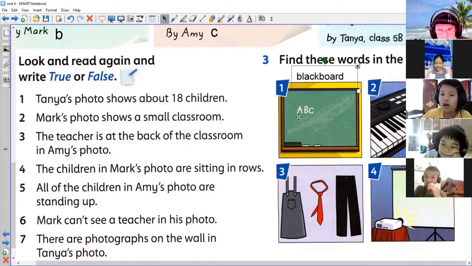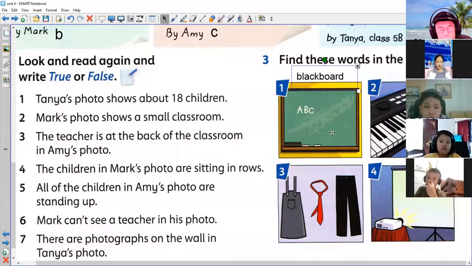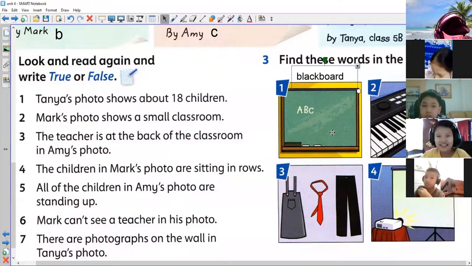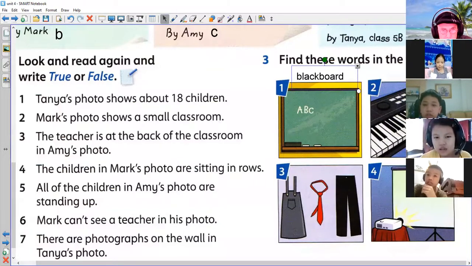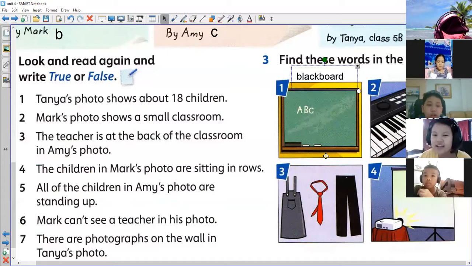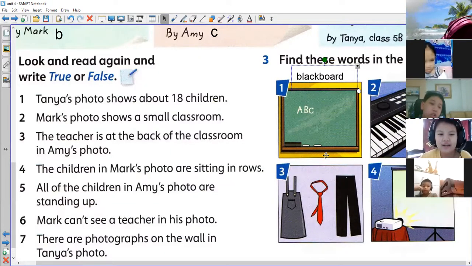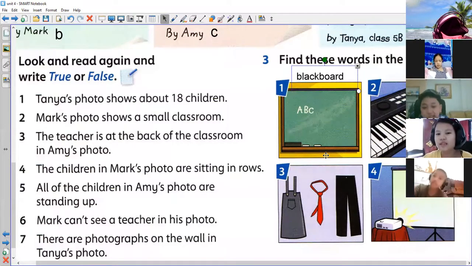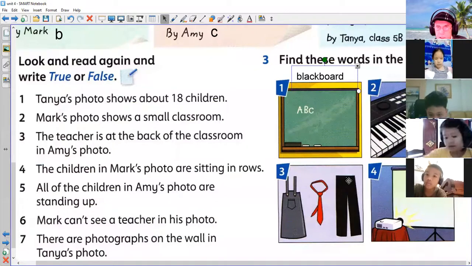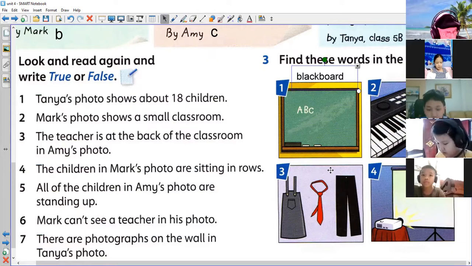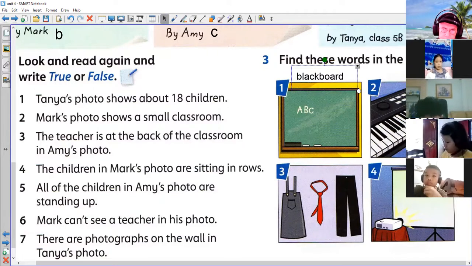Tame, what subject is on the blackboard? That's the wrong answer. English. Not hmm. I said Tame. Your name is Tame, isn't it? T-H-A-M. Okay, I don't know. Right, the subject was English. Right, who's doing picture two?